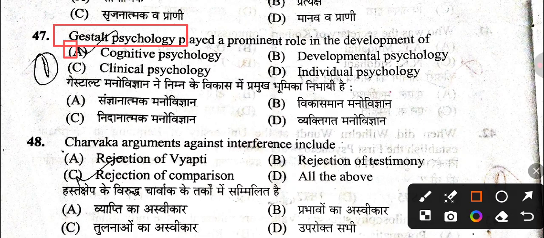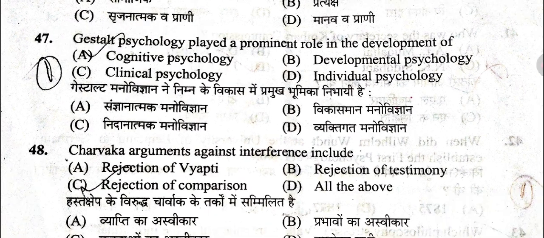Charvaka arguments against inference include. So according to the answer key, its answer is C option. But the Charvakas are dependable, or they follow the materialistic things. So all of the above is the right answer to this question.